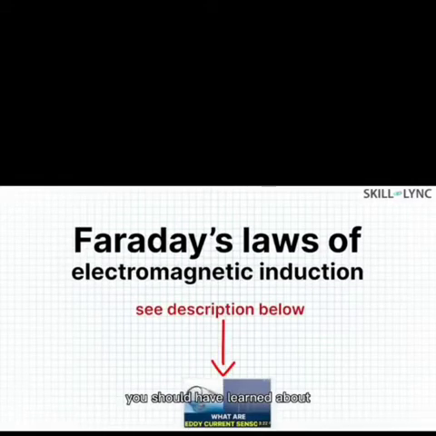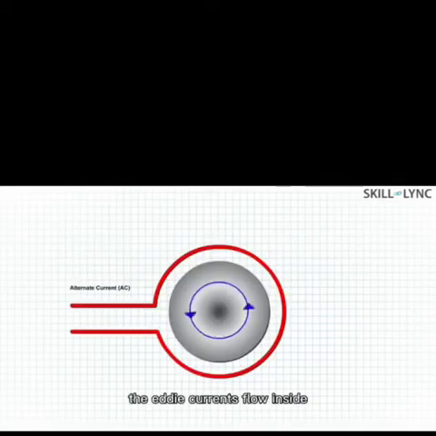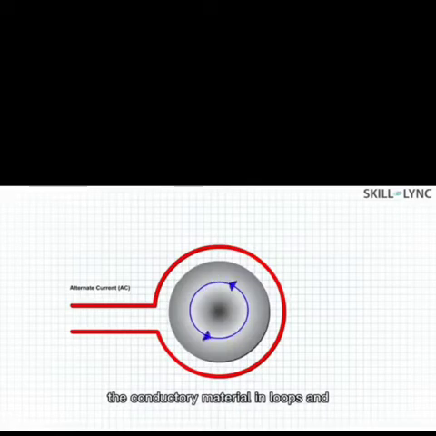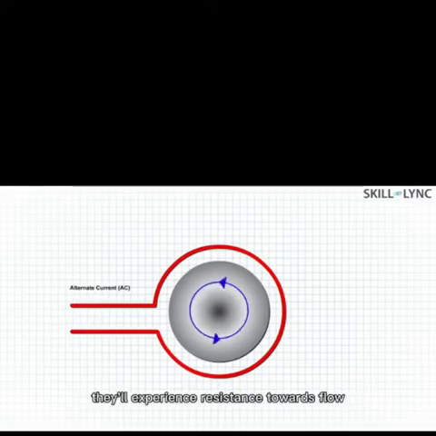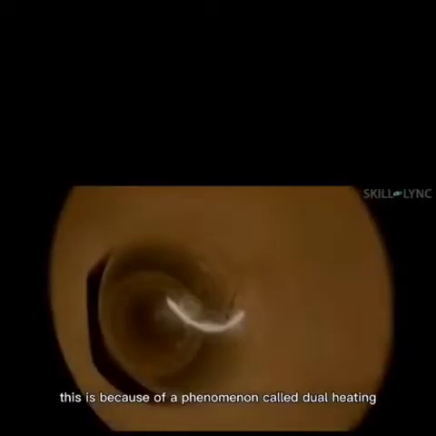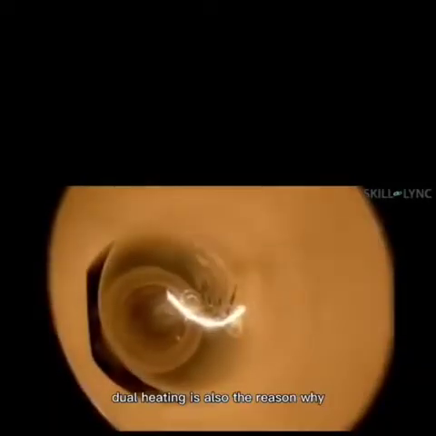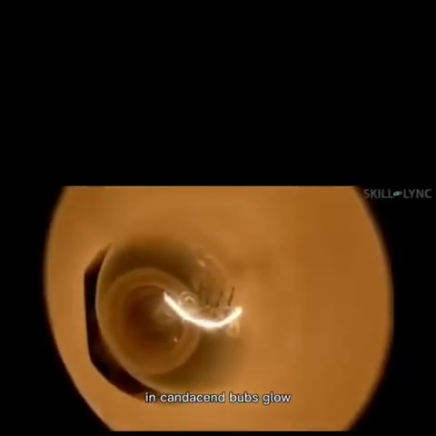You should have learned about the eddy currents in our previous video. If you haven't watched it, the link is in the description. The eddy currents flow inside the conductive material in loops and generate their own magnetic field. When the eddy currents flow inside the material, they experience resistance to flow. This causes the material to heat up. This is because of a phenomenon called Joule heating. Joule heating is also the reason why incandescent bulbs glow.